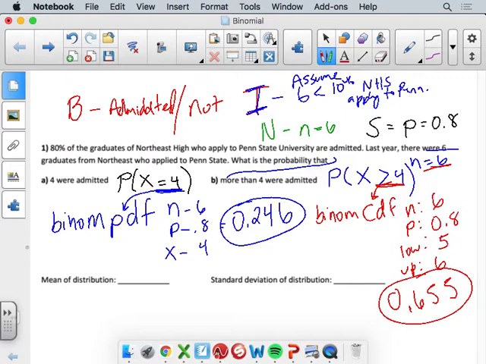So if it asked you to, or I guess it wouldn't in this case, but the interpretation is there's a 65.5% chance that more than 4 of the 6 students from Northeast High School were admitted to Penn State. That's what's happening here. So there's a pretty good chance that more than 4. And that makes sense with an 80% success rate.